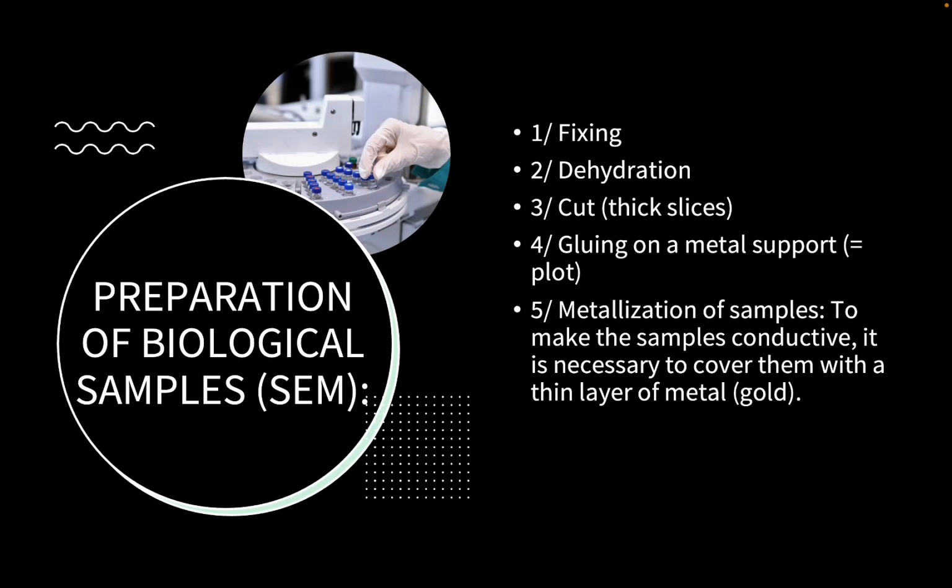Here are the steps to prepare a biological sample: fixing, dehydration, and cutting into thick slices, not like the transmission electron microscope, where we have very fine structures of 40 to 60 nanometers. Here we have thick slices. Then gluing on a metal support plot, and metallization of the samples to make them conductive. It is necessary to cover them with a thin layer of metal, and we usually use gold.